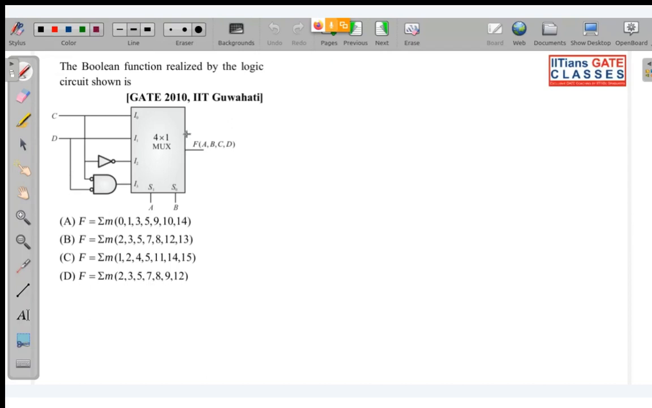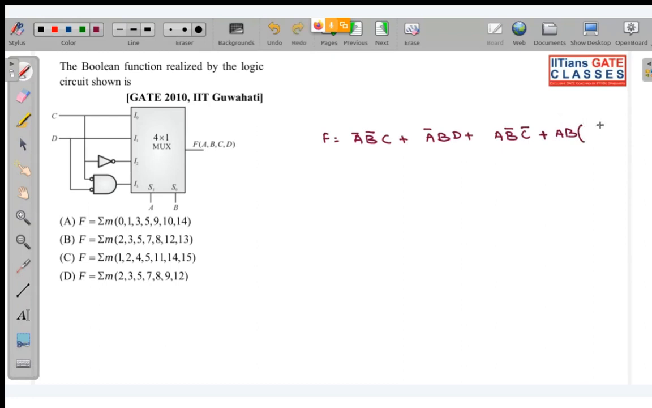So look, basically this will be what? F will be equal to A complement, B complement, I naught. So I naught is equal to C. Directly I am writing plus A complement B I1. So I1 is D plus A B complement I2. So I2 is what? You can see it is connected to an inverter, the C line. So that will be C complement plus last is what? You can see it is AB. Okay, AB. So this is what basically this is.